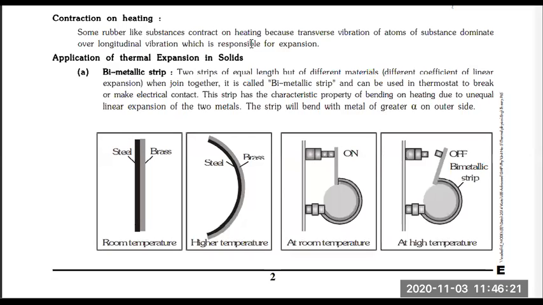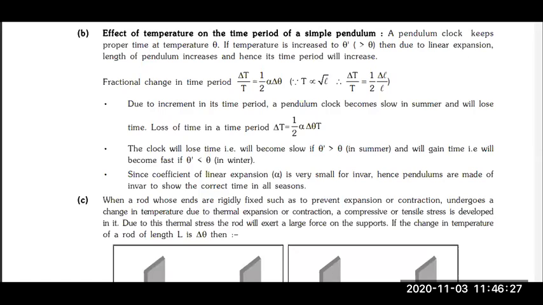Okay, the second application. What can be the second application? Tell me, anyone. It is the change in time period, because when you talk about a simple pendulum, what is the formula? Tell me. I hope everyone remembers 2 pi root L by G, right? 2 pi root L by G.